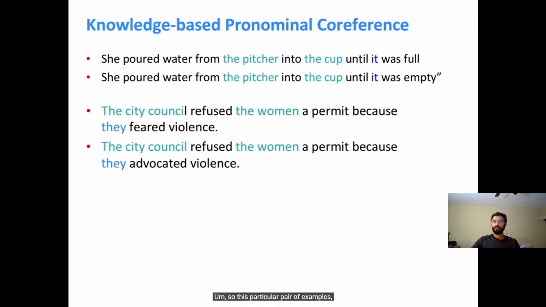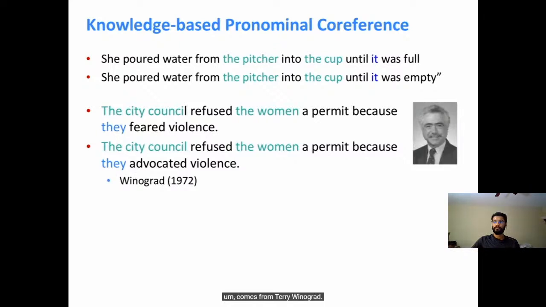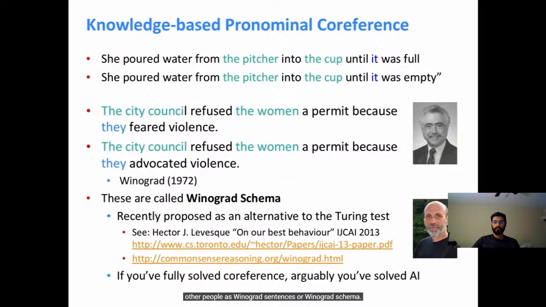This particular pair of examples comes from Terry Winograd, our longtime colleague. Terry Winograd was originally an NLP faculty. He got disillusioned with NLP because it wasn't making much progress and ventured off into the land of HCI, and that became his career. But in his early work, he was interested in these phenomena and came up with this example. This example really stuck with people, and so these kinds of contrasts are referred to by other people as Winograd sentences or Winograd schema. And this is something that has had a revival of interest recently.